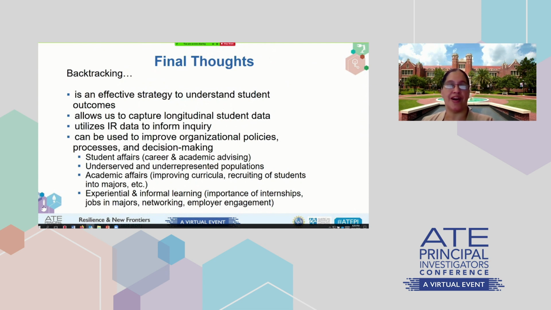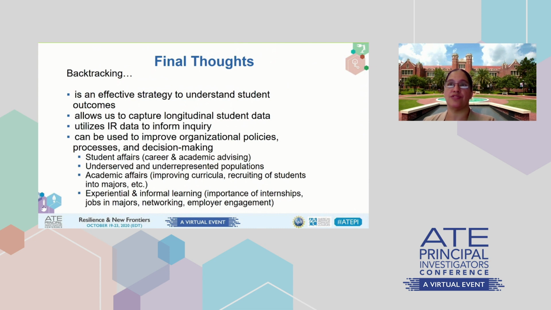So in our final thoughts here, backtracking is an effective strategy to understand student outcomes, right? It allows us to capture longitudinal student data, right? But we're just backtracking it. We're capturing that information through institutional research archives. And of course, we use that IR data to inform inquiry. It can be used to improve organizational policies, processes, and decision-making, right?